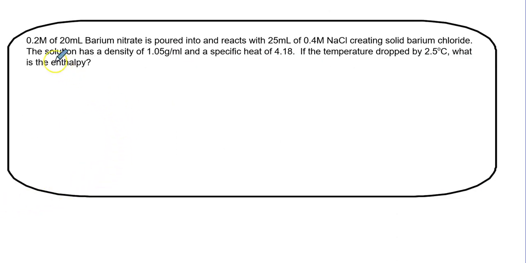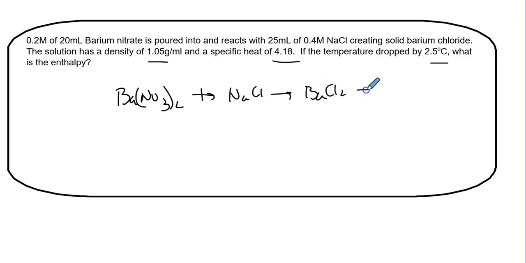Alright, 20 milliliters of 0.2 molar barium nitrate is poured into and reacts with 25 milliliters of 0.4 molar NaCl, creating solid barium chloride. We have a density here. There's the heat drop of that. What's the enthalpy? Alright, so let's write the reaction out first. It's barium nitrate plus NaCl becomes barium chloride plus NaNO3. And I want to know what the delta H for this reaction is.